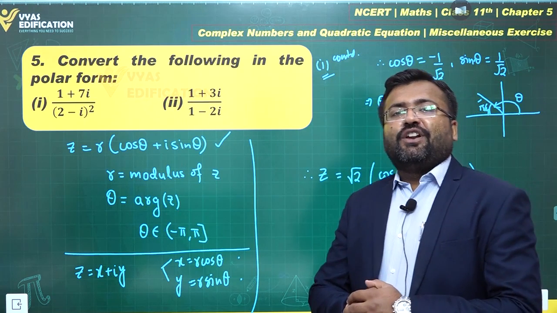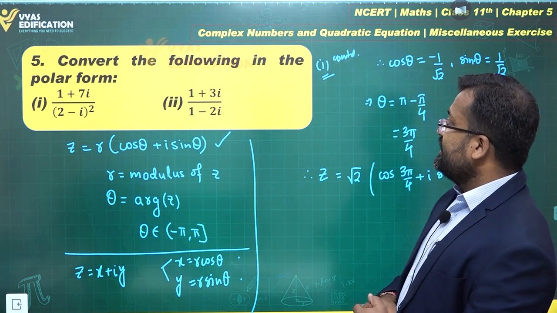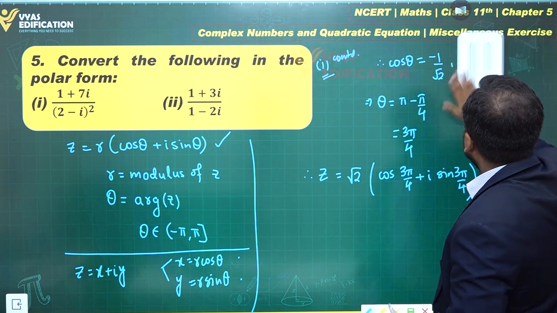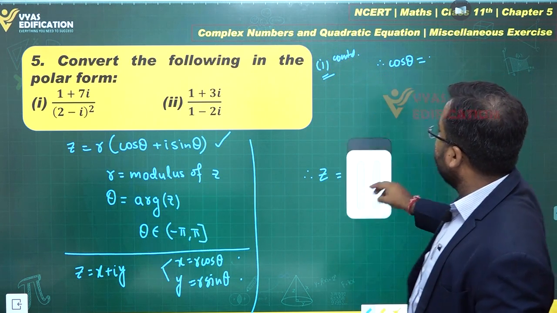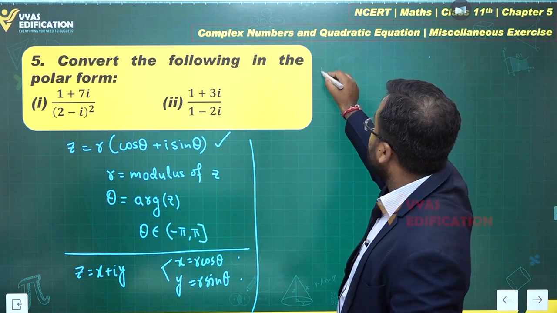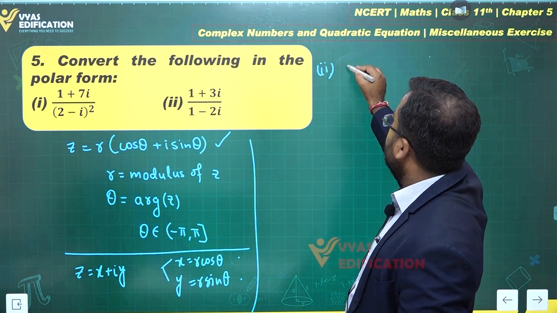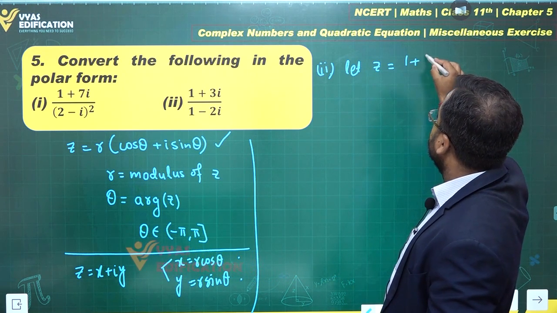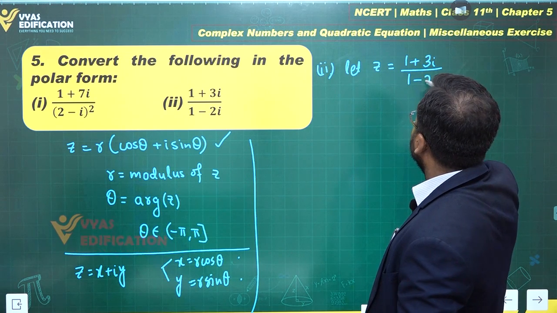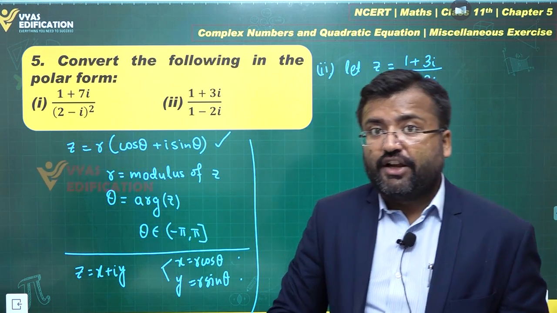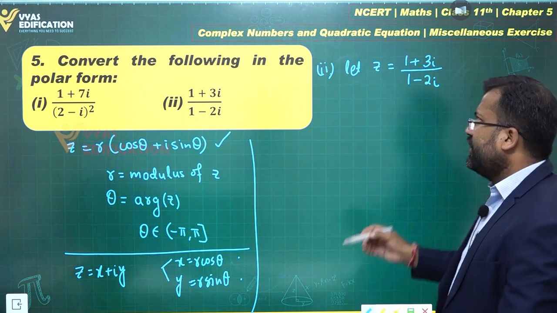And without wasting any further time, we'll solve the second part as well. Let's solve the second part now. Same ideas of conversion will be applied. First, we'll simplify the second part. Let z equals 1 plus 3i over 1 minus 2i. What we'll do is multiply with the complex conjugate of the denominator in both numerator and denominator.